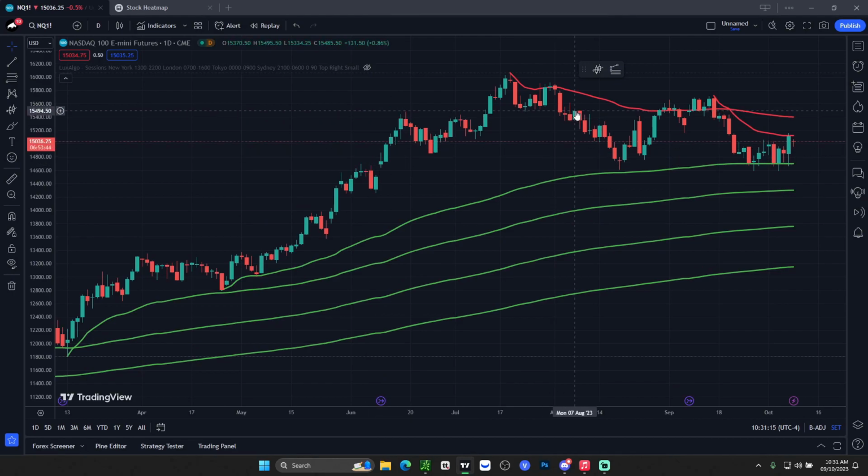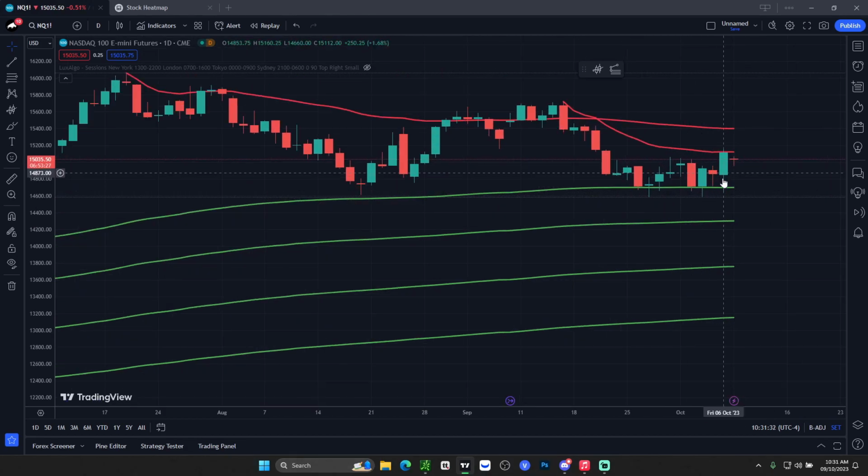When we're using the anchored VWAPs, I actually tend to prefer to be using the futures just because they seem to be a bit more accurate. And we do get cleaner tests of levels, as you can see. It just seems to work a lot cleaner on the futures side.